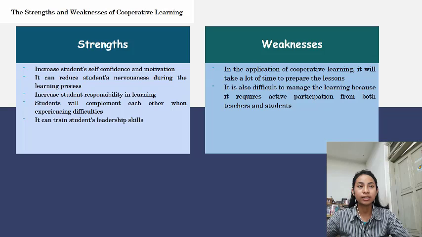Today, I would like to continue our presentation and explain the strengths and the weaknesses of cooperative learning. So, according to Gufron and Ermawati 2018, there are several strengths and weaknesses of cooperative learning in the classroom.